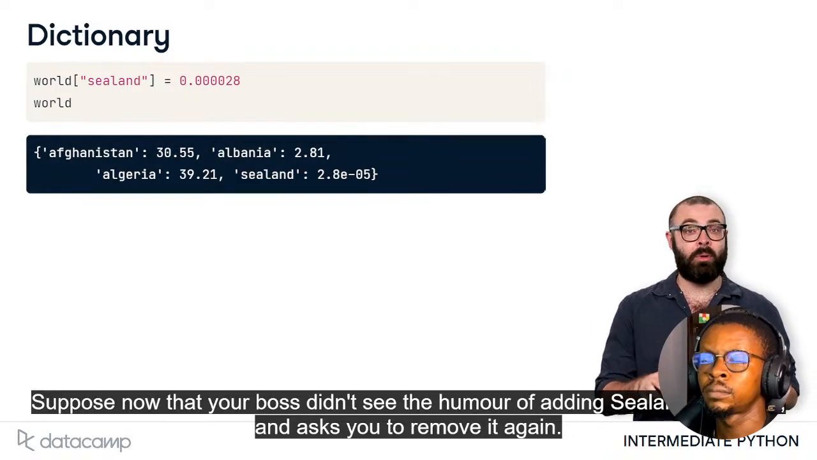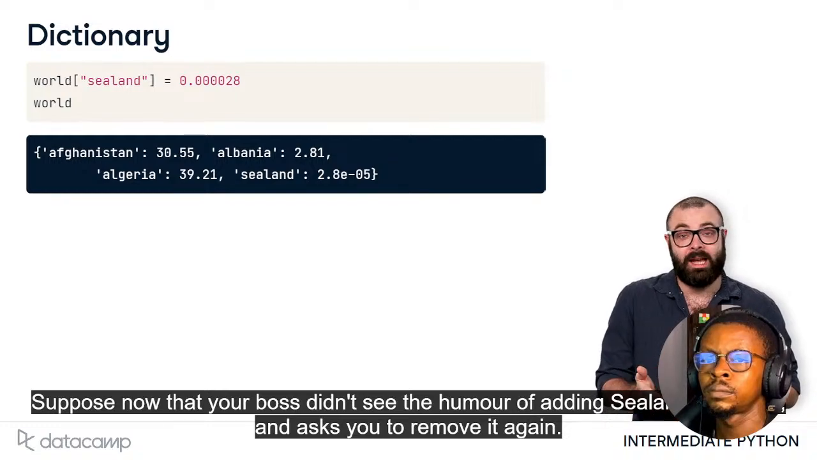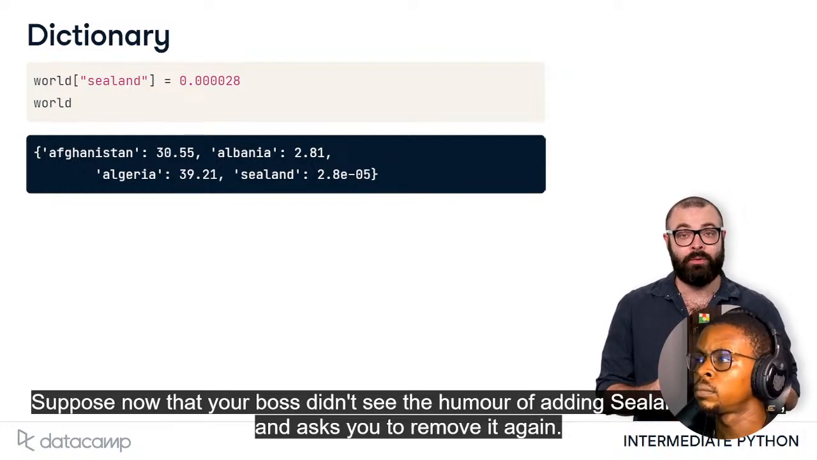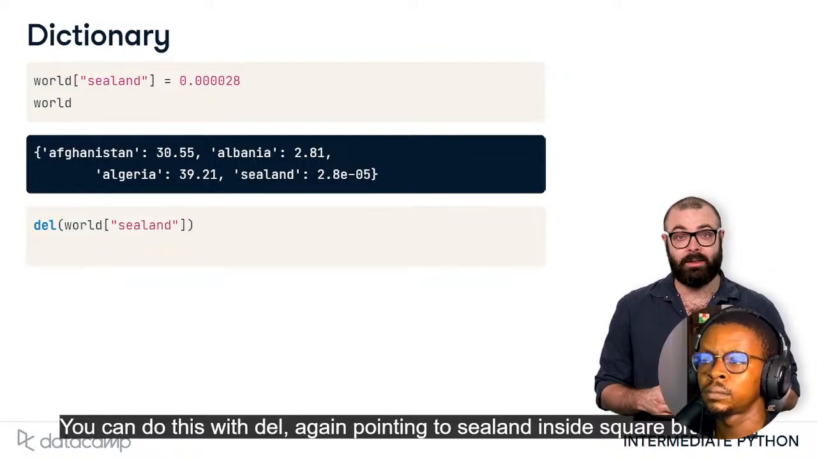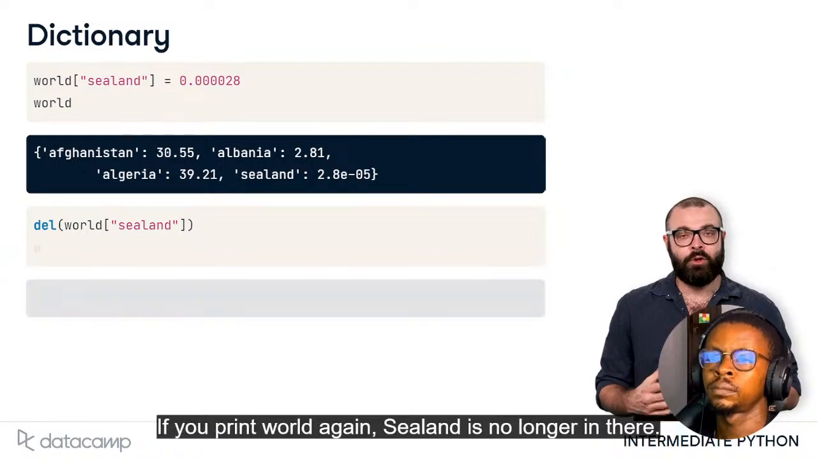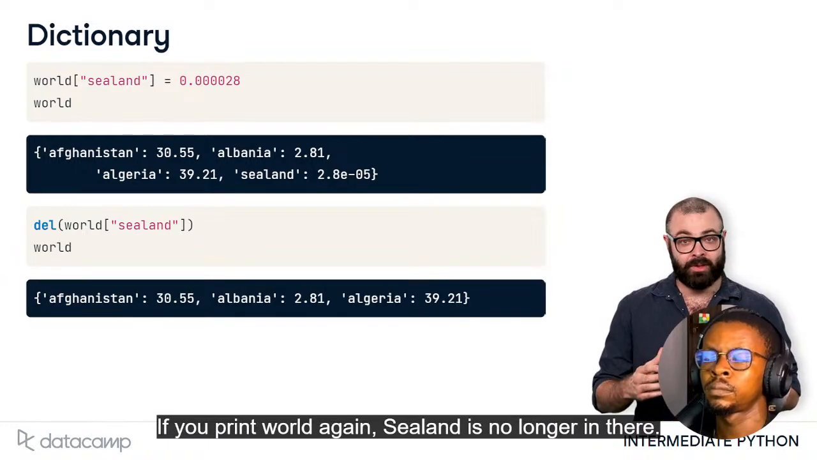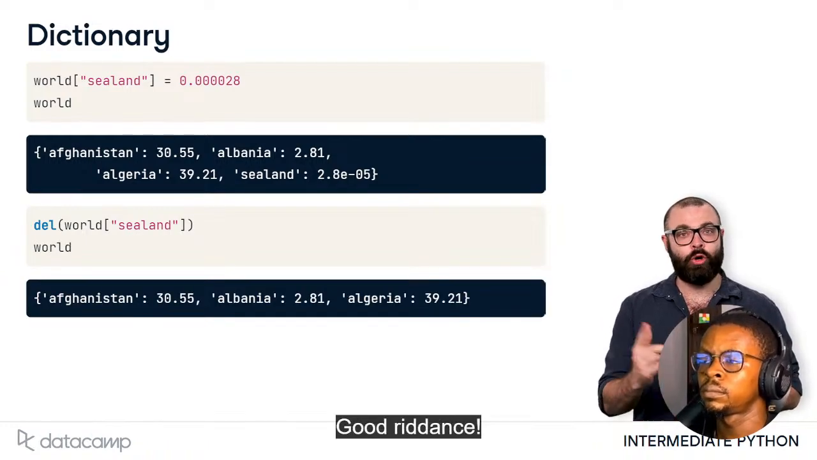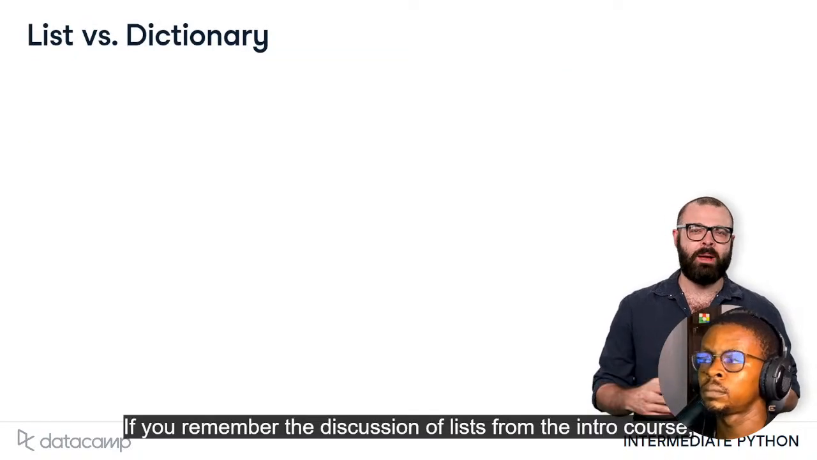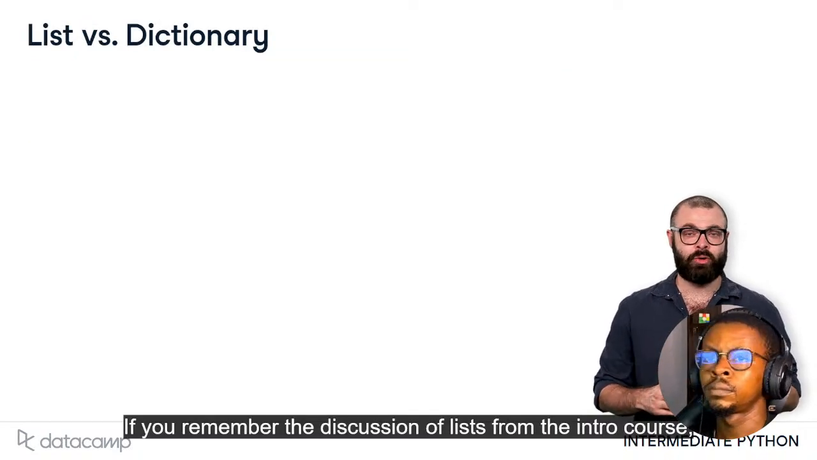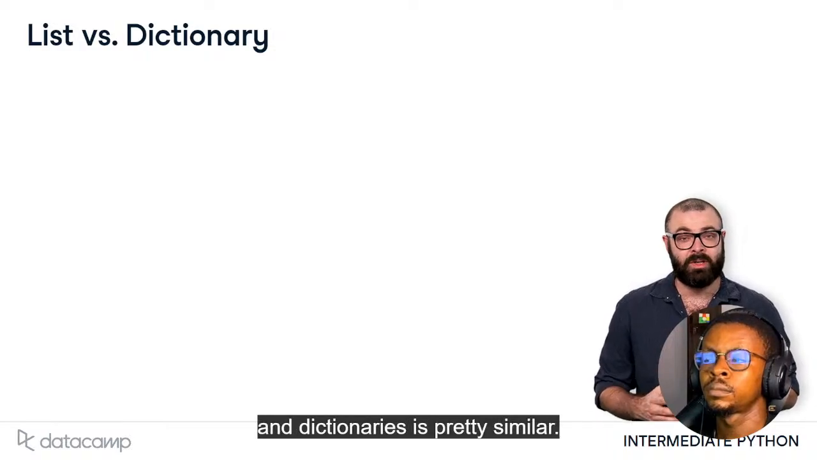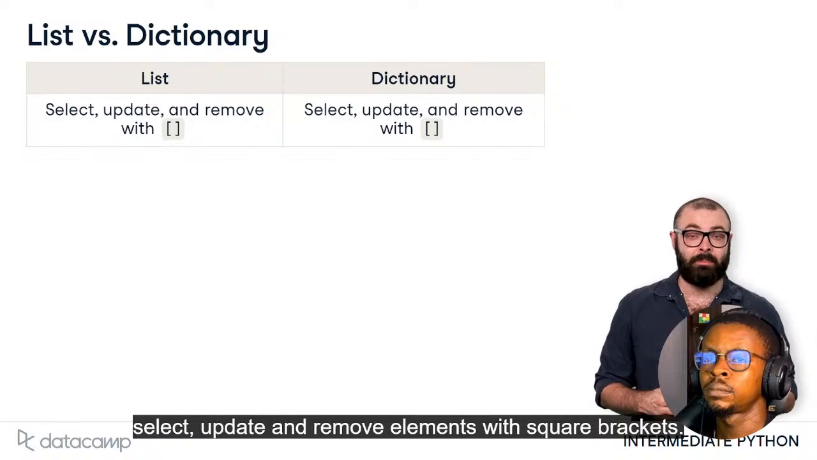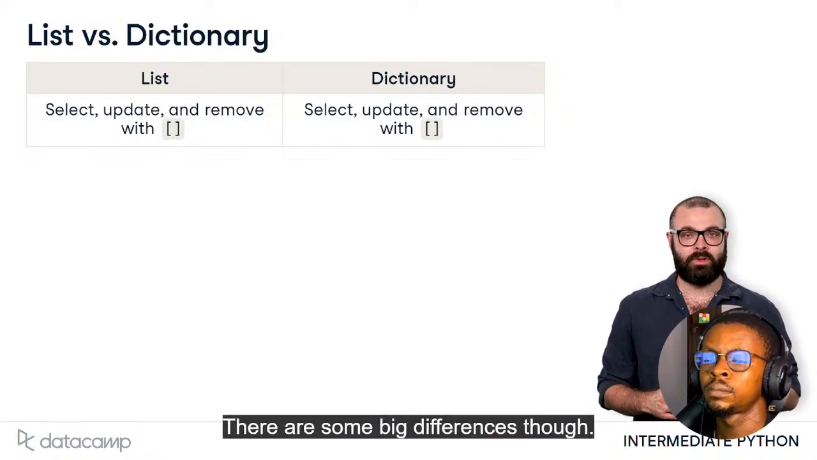Suppose now that your boss didn't see the humor of adding Sealand to the list and asks you to remove it again. You can do this with del, again pointing to Sealand inside square brackets. If you print world again, Sealand is no longer in there. Good riddance. If you remember the discussion of lists from the intro course, you'll notice that using lists and dictionaries is pretty similar. You can select, update, and remove elements with square brackets. There are some big differences though.